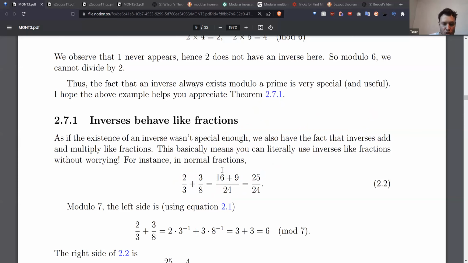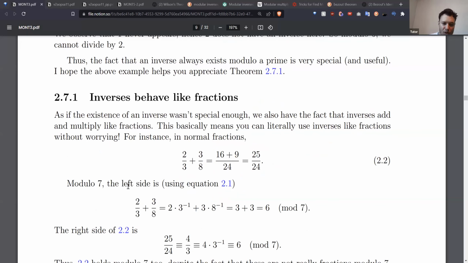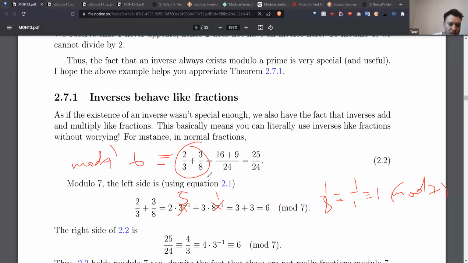Let's get some intuition. So look at this. What is this going to be mod 7? If I look at 2/3 plus 3/8, this is going to be just 2 times 3 inverse plus 3 times 8 inverse mod 7, right? The inverse of 3, we said it was 5, since 3 times 5 is 15, which is 1 mod 7. So I can replace this with a 5. And the inverse of 8, well, 1 over 8 is going to be congruent with 1 over 1 mod 7, which is congruent with 1. So 8 is congruent with 1, and I can replace this with a 1. So this is going to be 10, which is congruent with 3. And this is 3, so I get 3 plus 3, which is congruent with 6. So all of this is congruent with 6 mod 7.